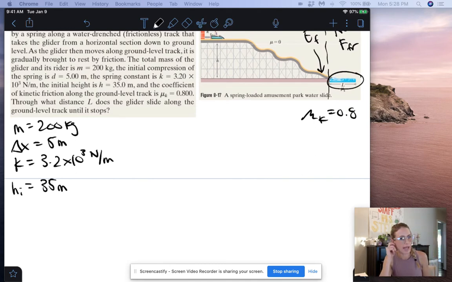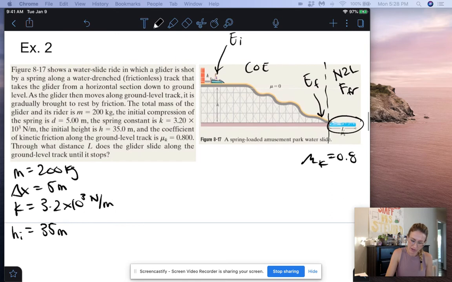Now, at the very top of this track, we can see that we have a certain height off the ground, so we know that we have gravitational potential energy, and we also know that we're compressing a spring, so it's like a spring-loaded car that's going to be shot out. So we also have some potential energy in that spring that's going to cause that car to shoot out at a higher velocity than it would have if the spring wasn't there. Because of that, we have both gravitational potential energy and elastic potential energy, so two different types of potential energy.